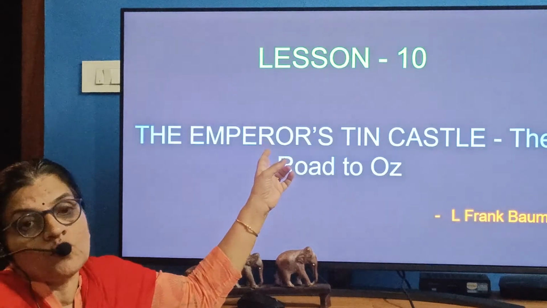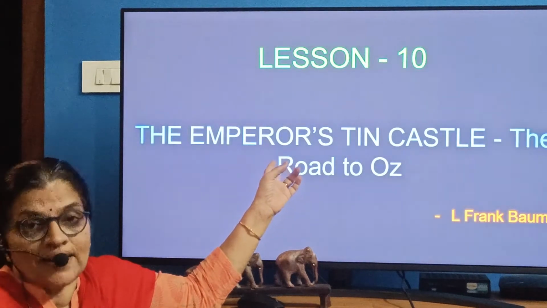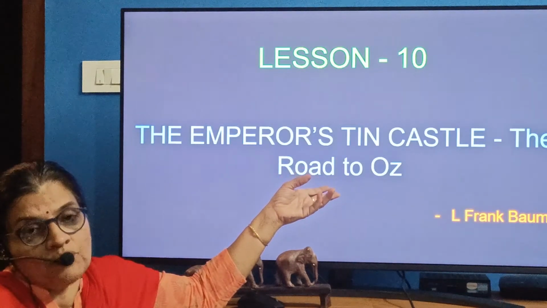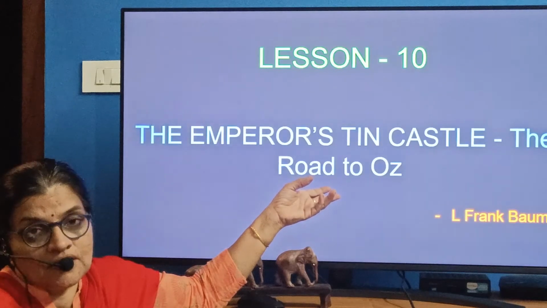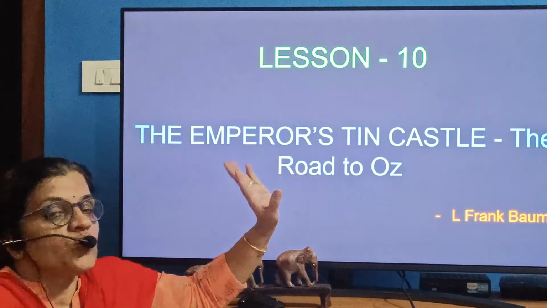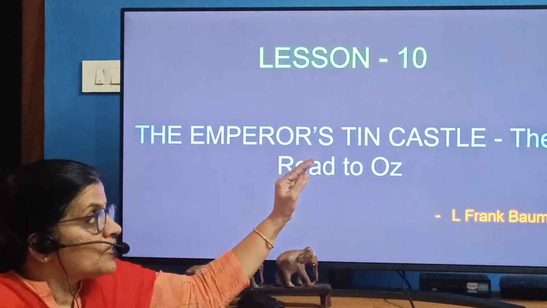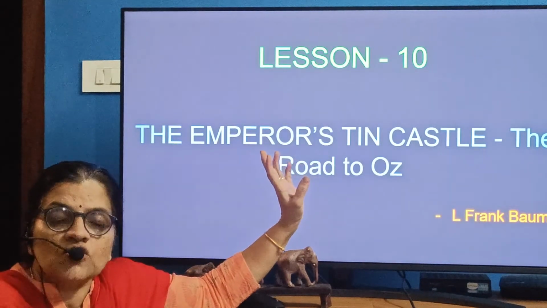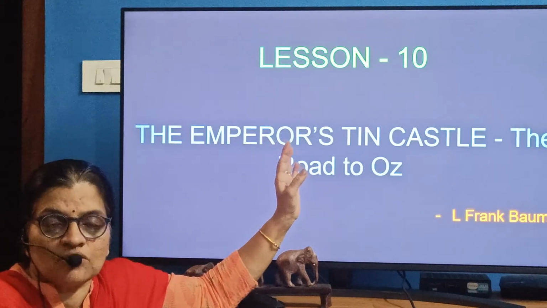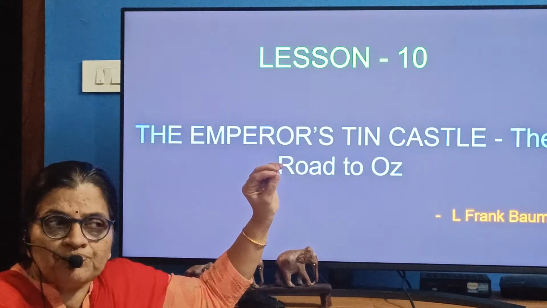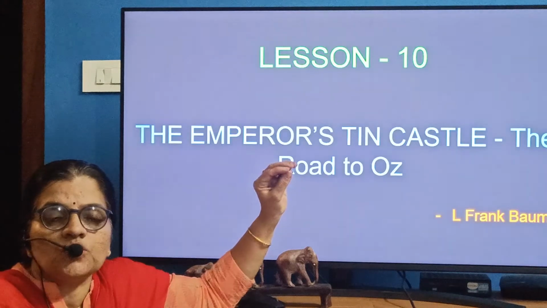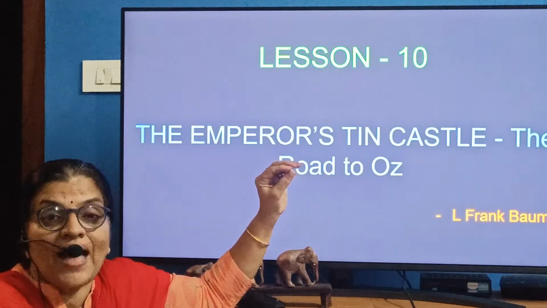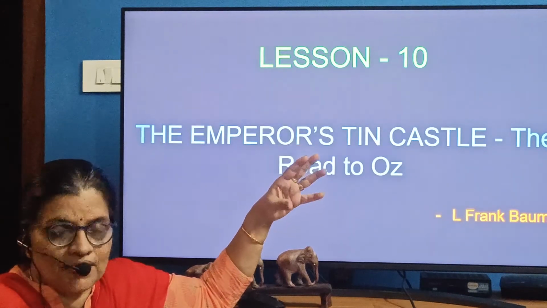The emperor, who is emperor? The king. And tin is a metal used for making boxes. So from the name itself, we can understand what the story is about. The Emperor's Tin Castle means a few persons are going to visit an emperor's castle. Castle means a palace, a huge palace.